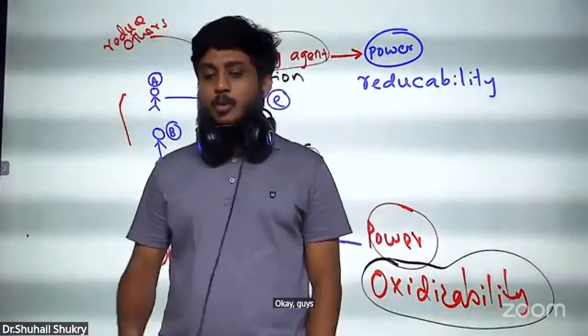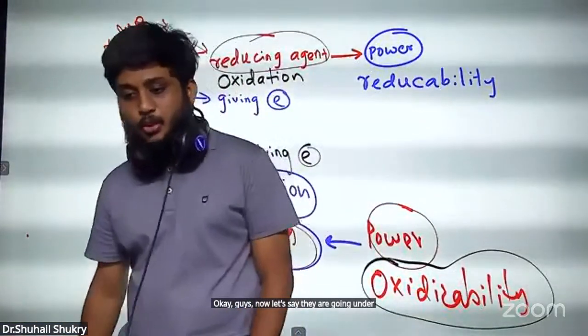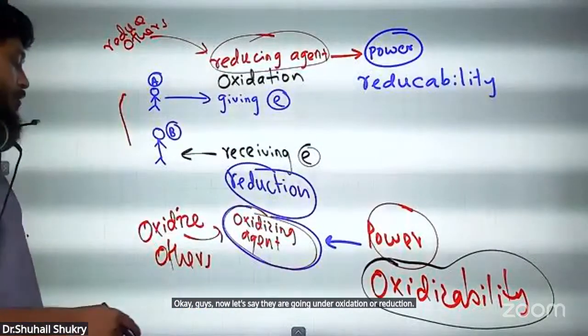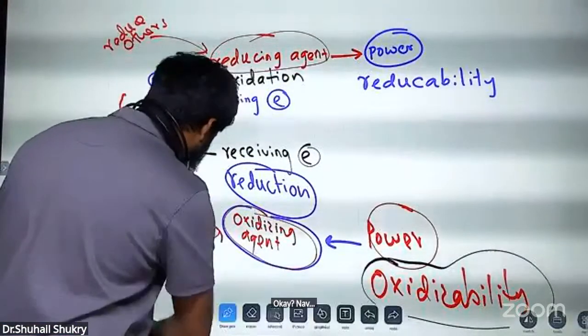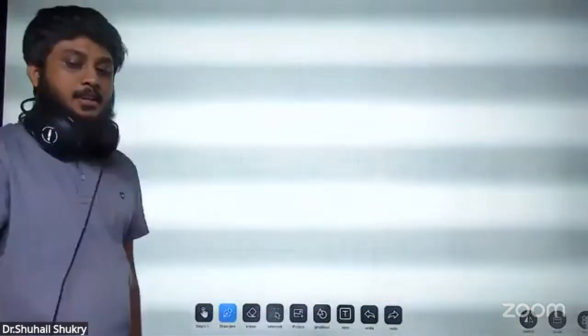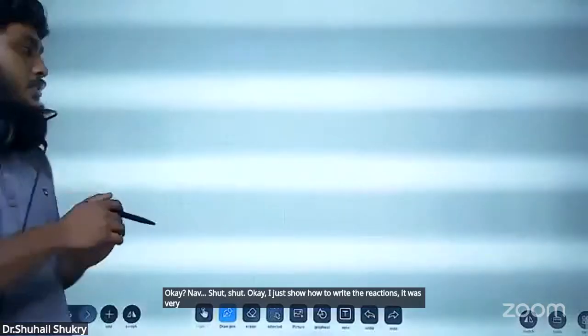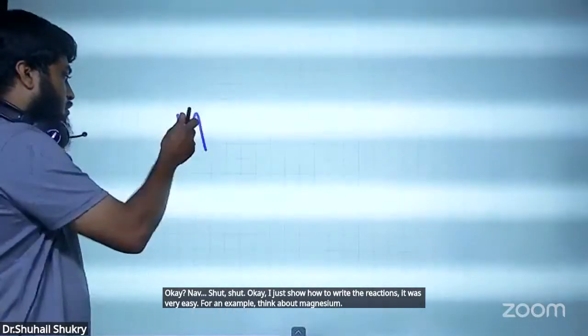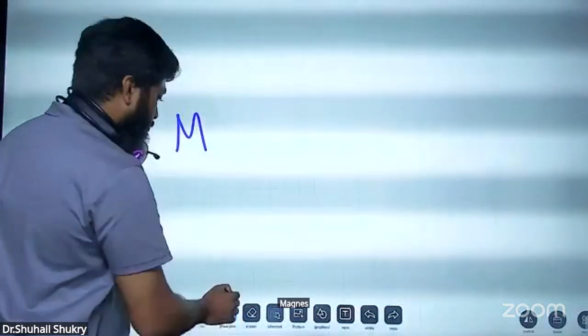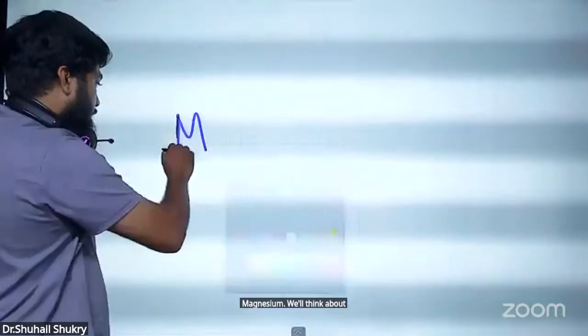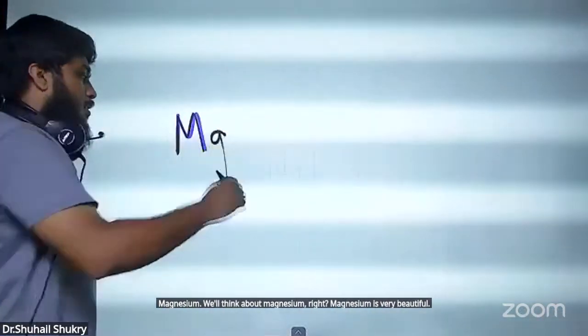Okay, guys. Now let's say they are going under oxidation or reduction. I will show how to write the reactions. It's very easy. For an example, think about magnesium. Magnesium is very beautiful.